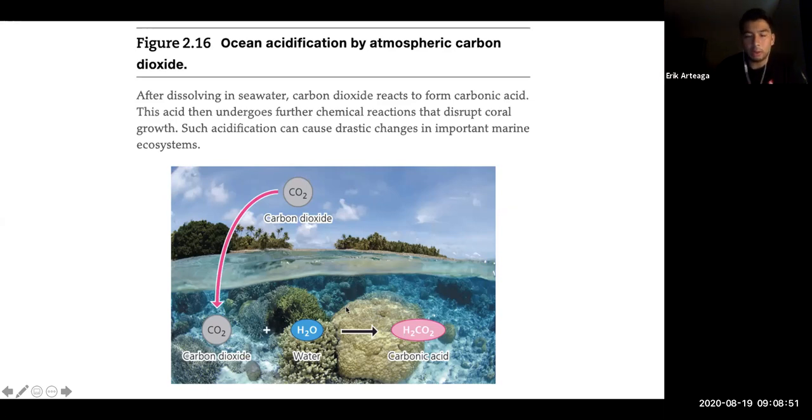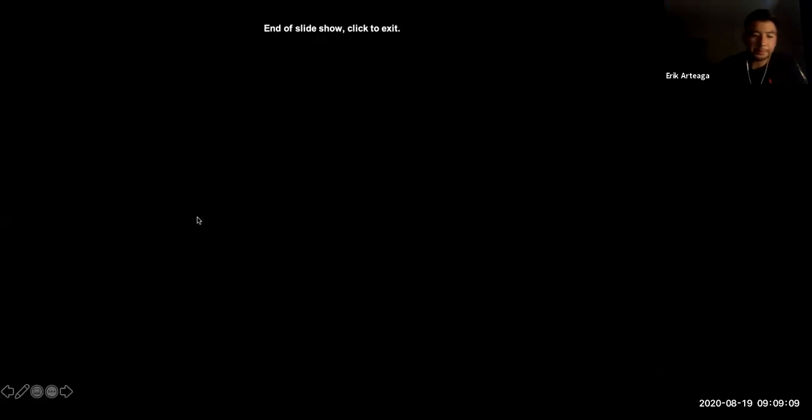We regulate carbon dioxide. If there's a lot of carbon dioxide in the atmosphere, the water can dissolve that carbon dioxide, and then it essentially acidifies the water, creating carbonic acid, which can then destroy ecosystems of coral. Okay. All right.